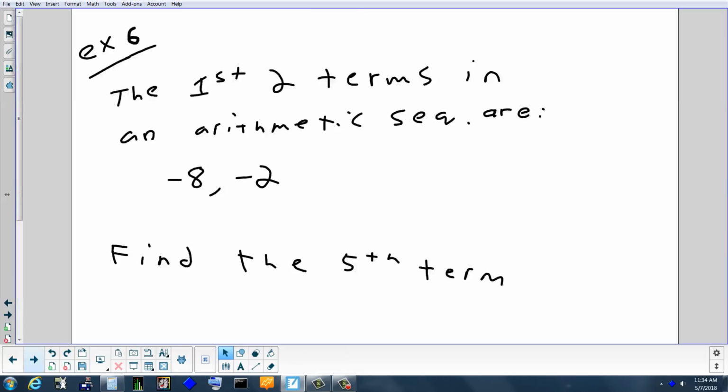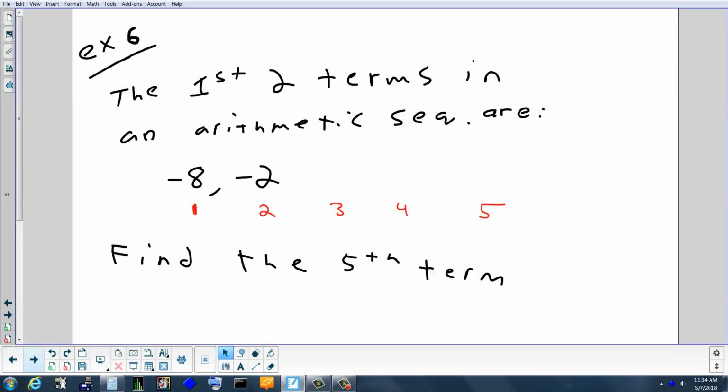All right. So let's see. This says the first two terms in an arithmetic sequence are -8, -2. Find the 5th term. So terms themselves can be negatives. They can even be fractions. But the position is never a negative fraction. -8 is position 1. -2 is position 2. Then 3, 4, and 5.